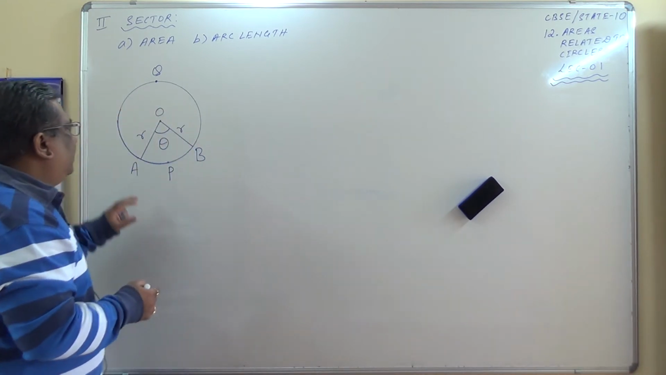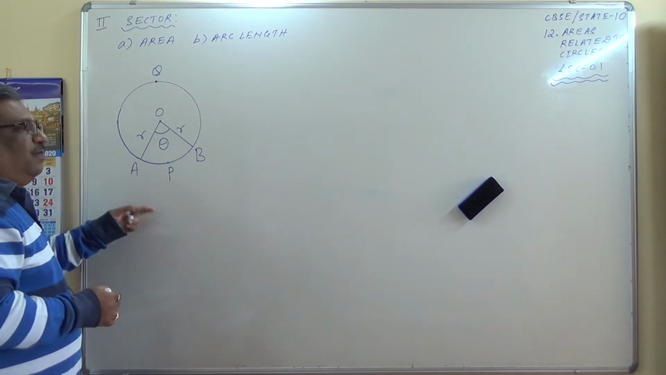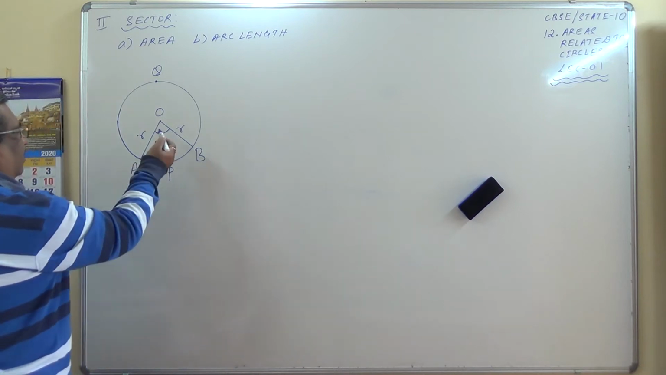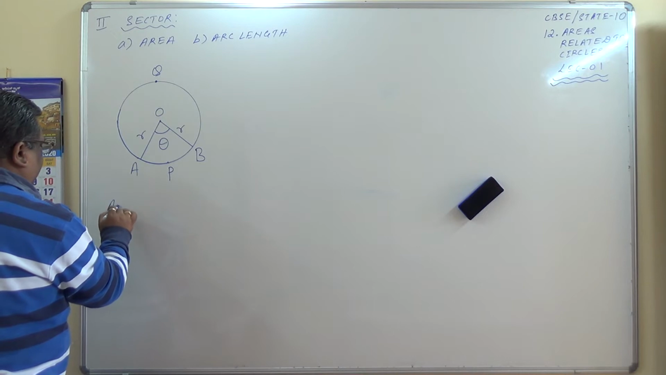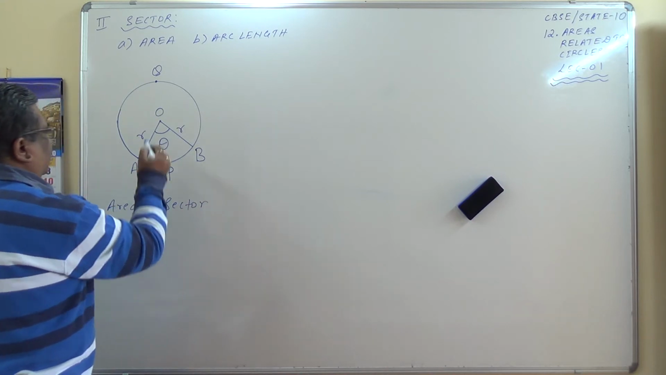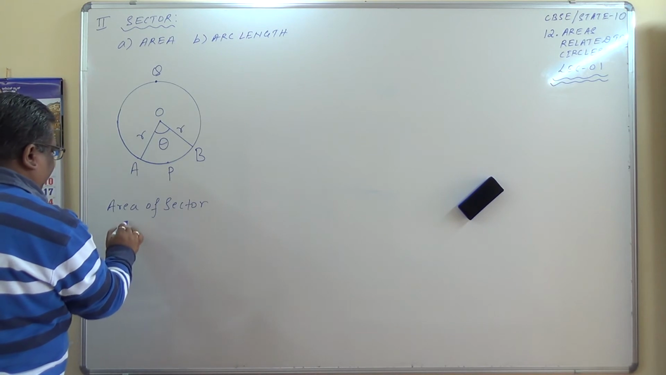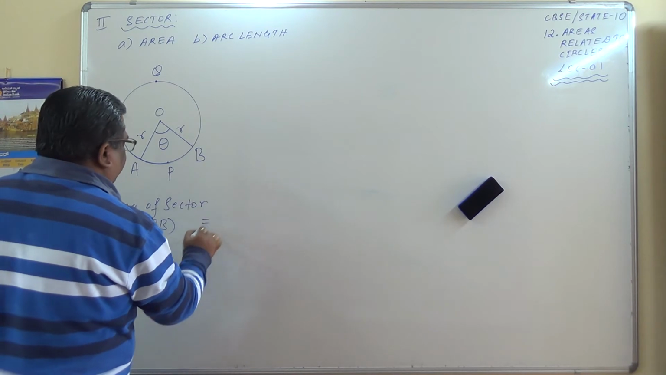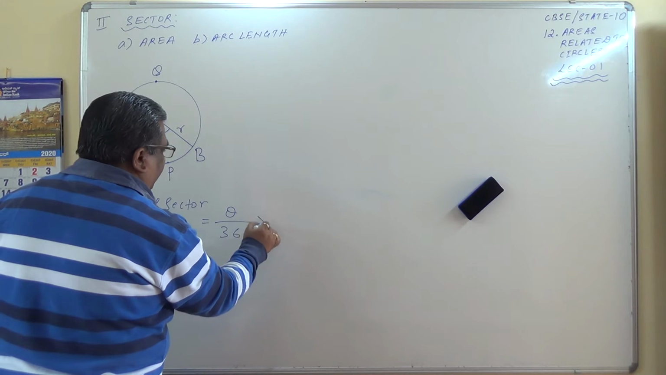So how to find out the area of this minor sector? First I'll write the formula and then try to explain how to find out the formula. See, area of the sector is given by area of sector AOB, or I can say OAPB, that is better. OAPB, it is a minor sector which is equal to theta by 360 into pi r square.